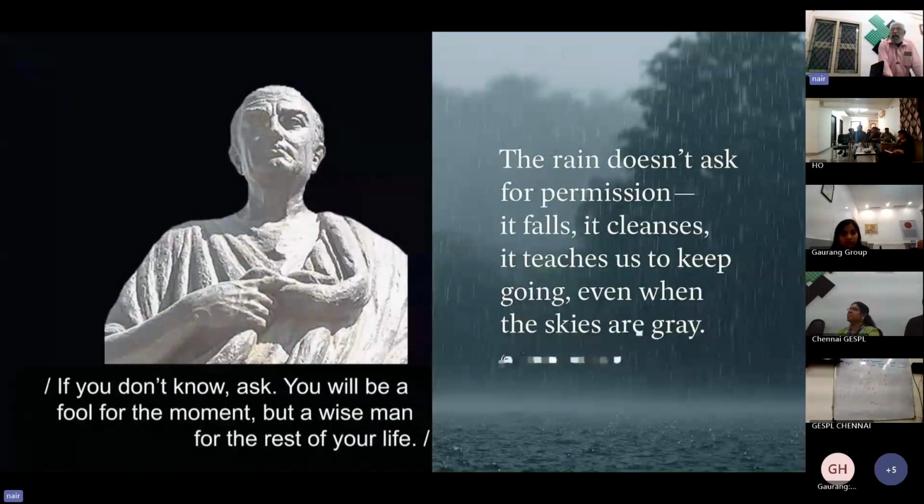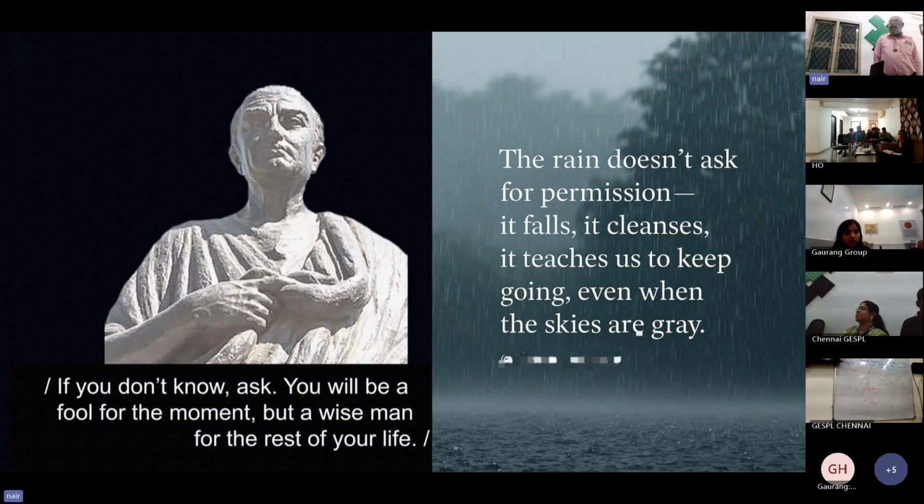Remember always one thing: if you don't know, ask. Read once again or many times, and if you don't know, ask. You may think it is a simple question or even a blunder. Don't think like that, because you may be a fool for the moment, but you will be a wise man for the rest of your life. So go on asking questions. The rain does not ask any permission. It falls, it cleans us, it teaches us to keep going. If you later think you forgot to ask something, send a mail or WhatsApp. Okay?